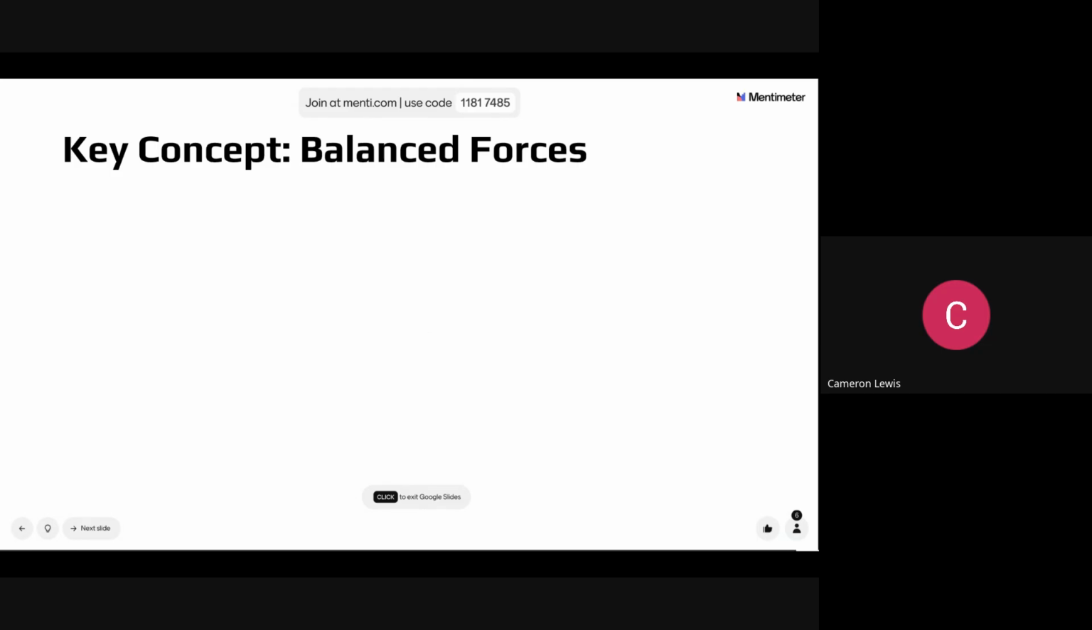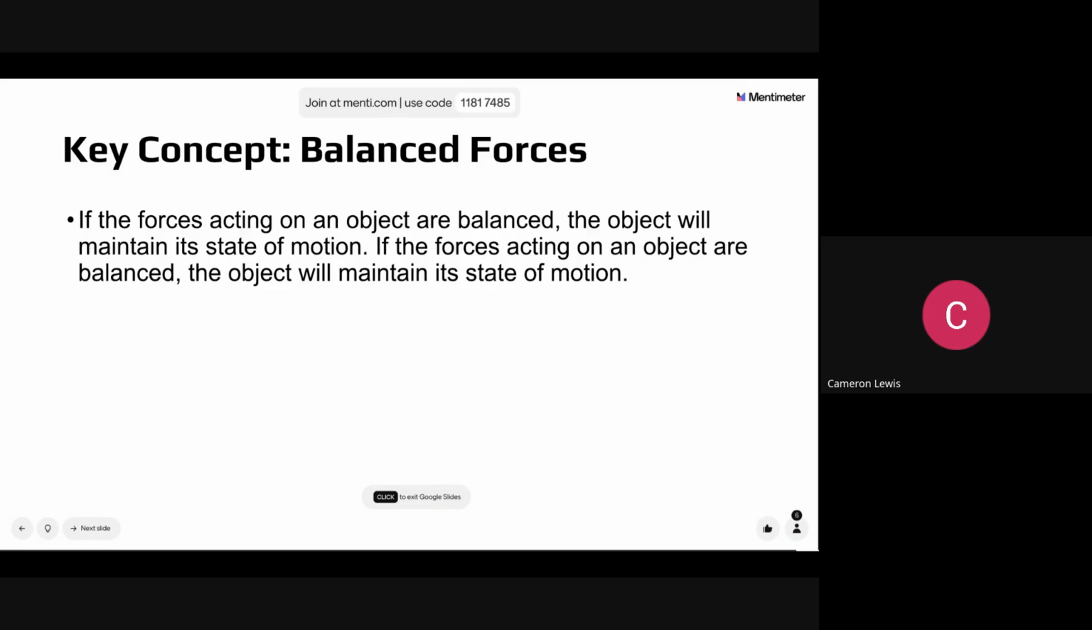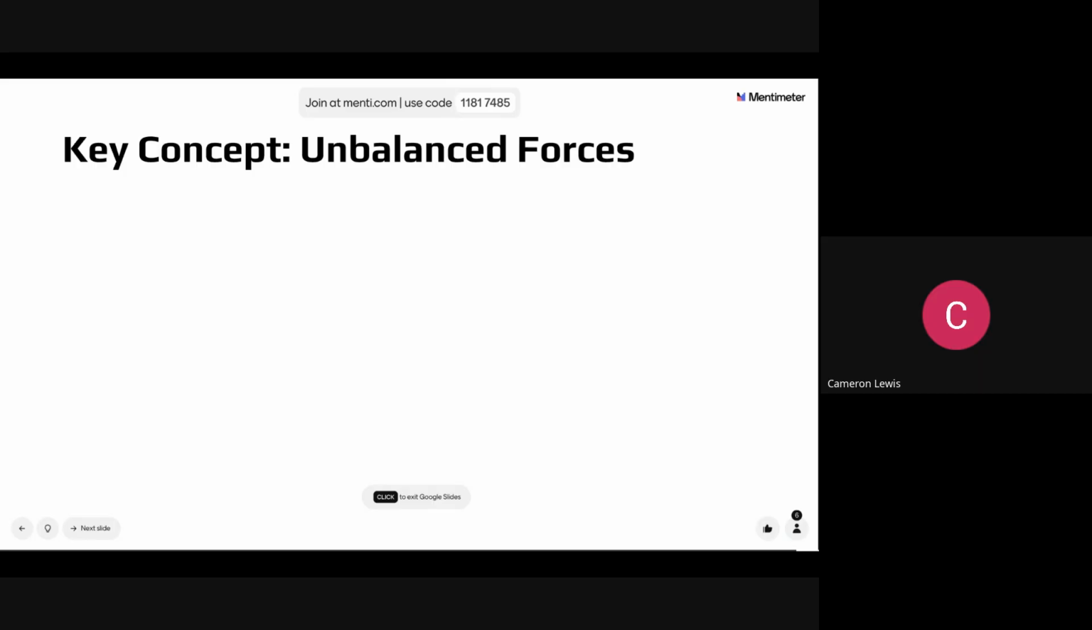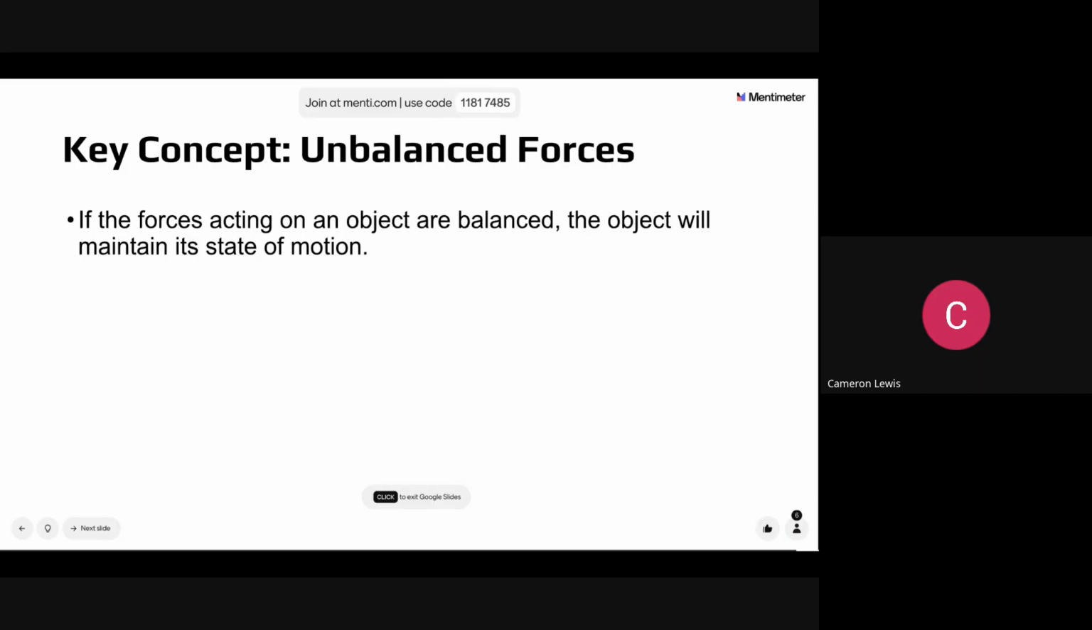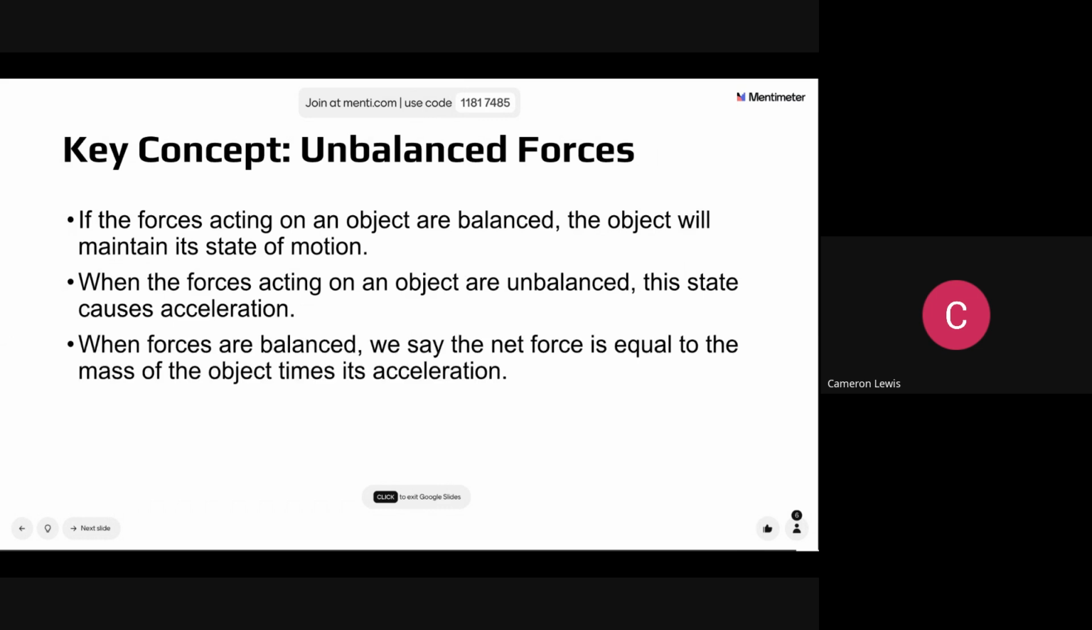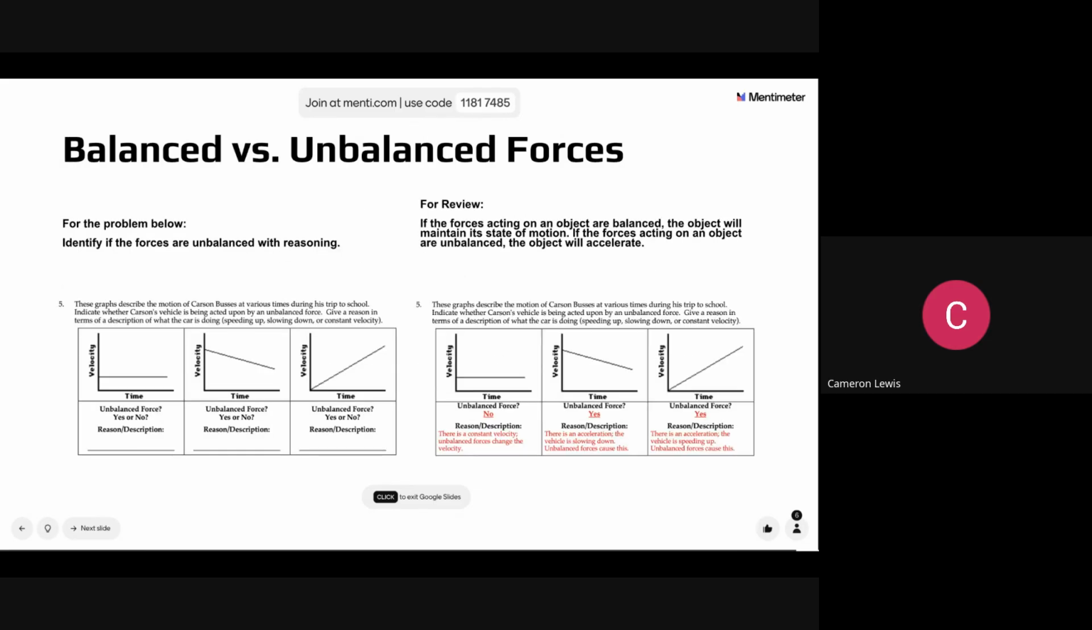That brings us to talking about balanced forces. An object in motion will stay in motion if the forces are balanced. We call that equilibrium. Net force is equal to 0. With balanced forces, the object will stay in its state of motion. But when forces are unbalanced, the object will accelerate. The net force is equal to the mass times acceleration when it's unbalanced. And you could even tell, like we did this with the graphs, right?